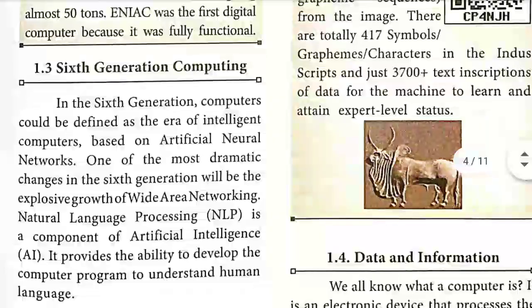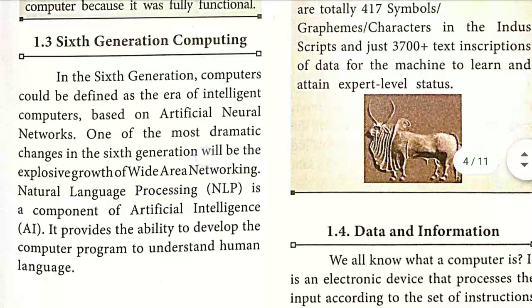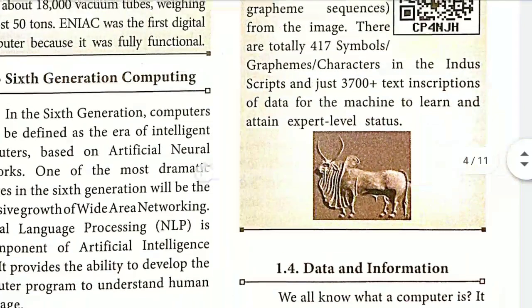You can see that the sixth generation computer can be defined as an era of intelligent computers based on artificial neural networks. The important points are that natural language processing and artificial intelligence are available in this sixth generation computer, so that you can work even faster than with the previous generation computers.